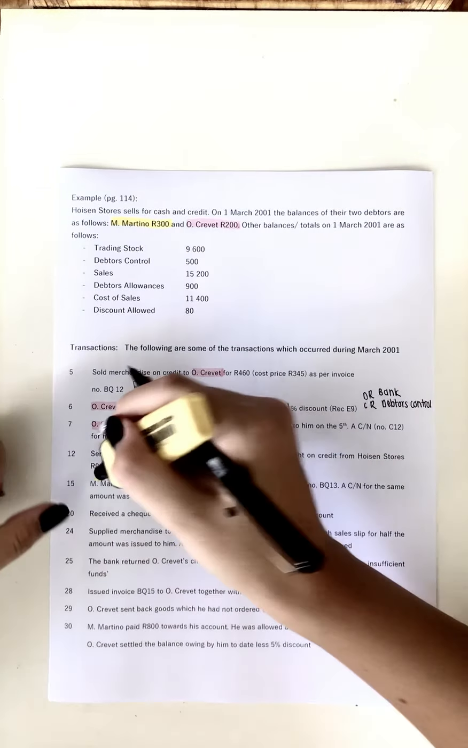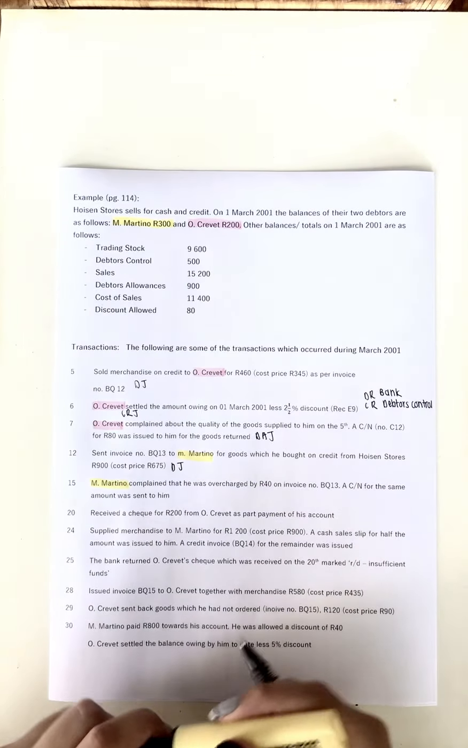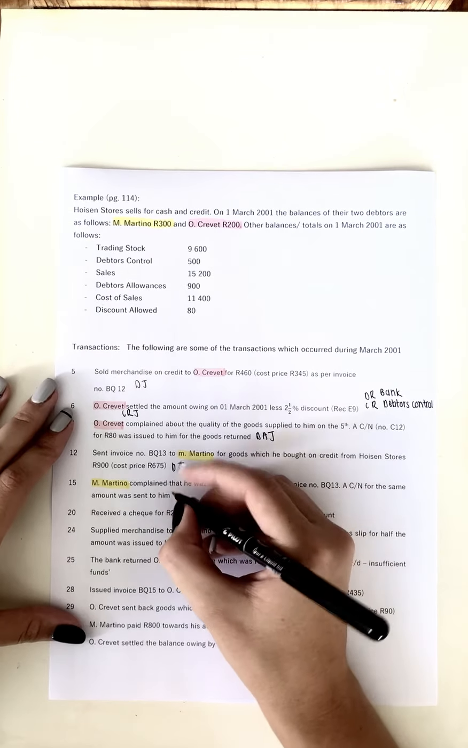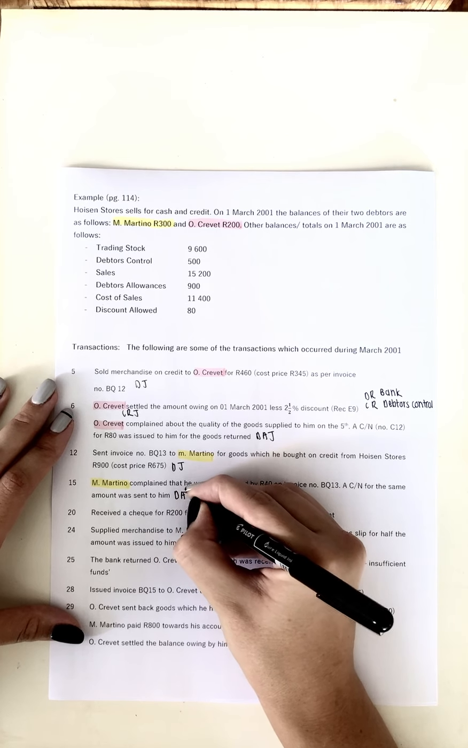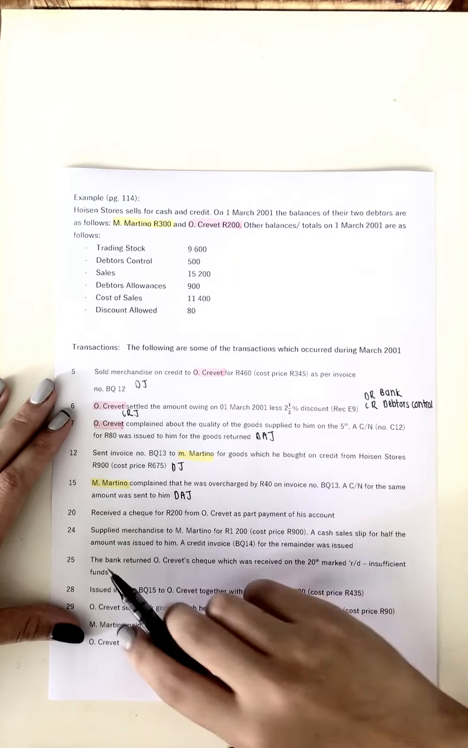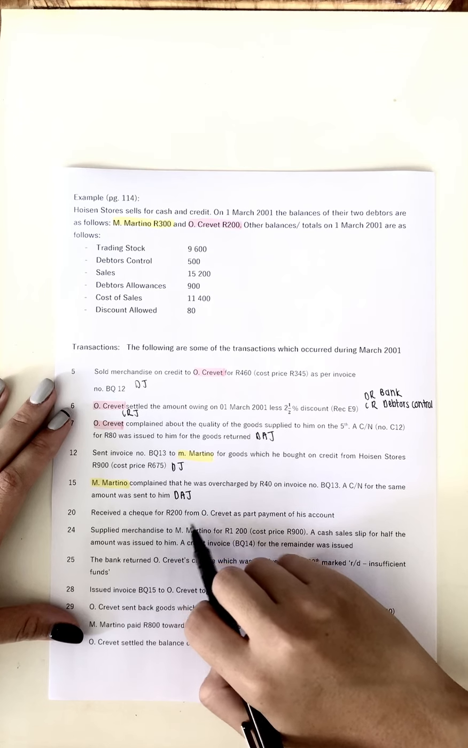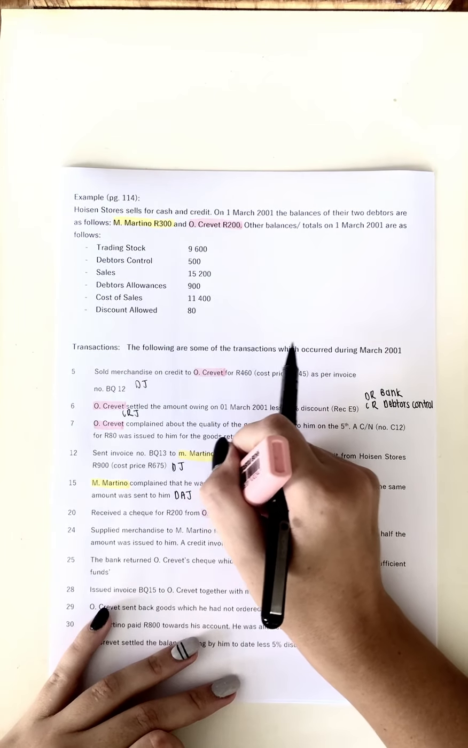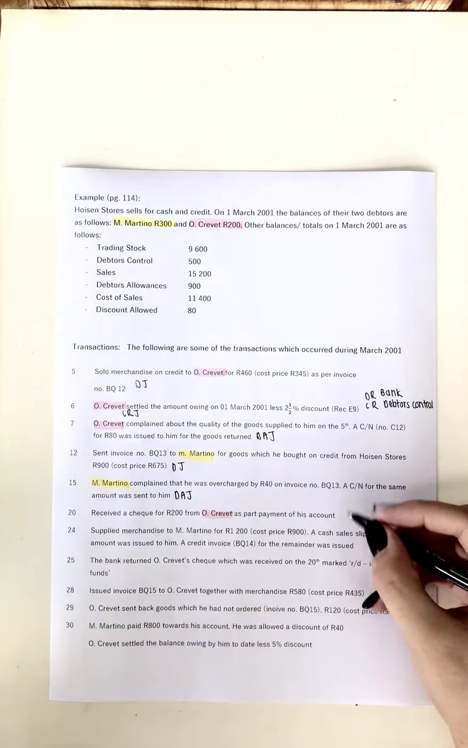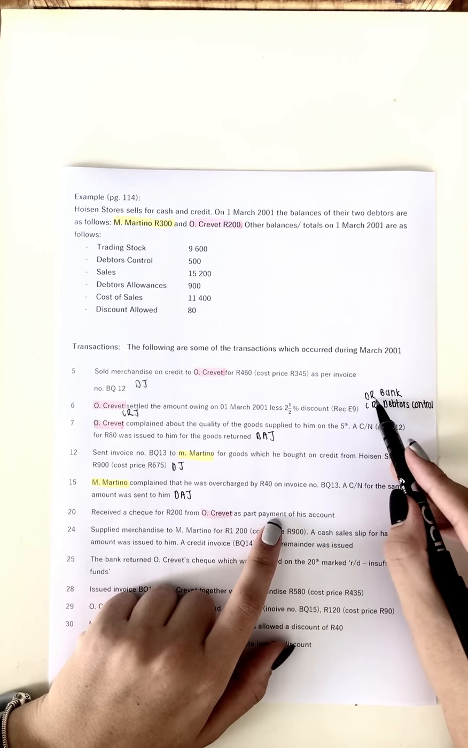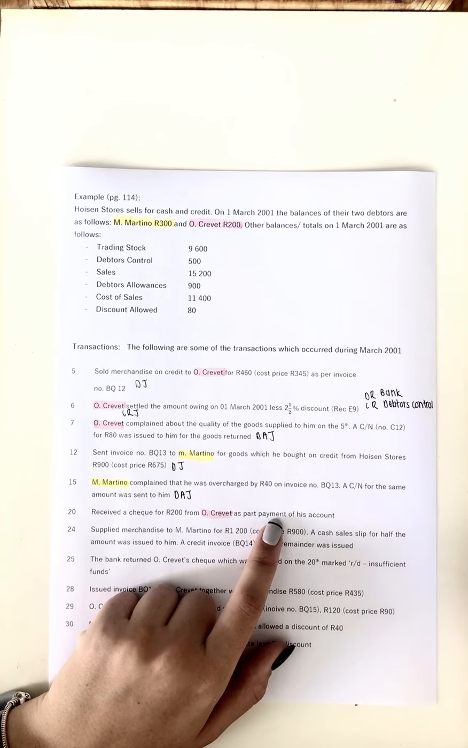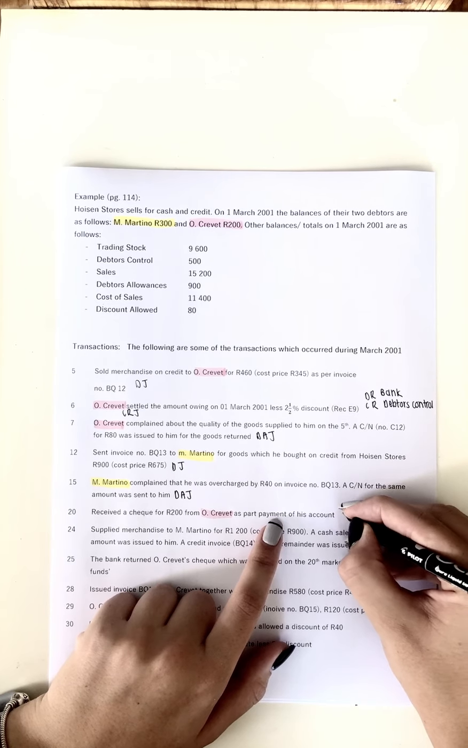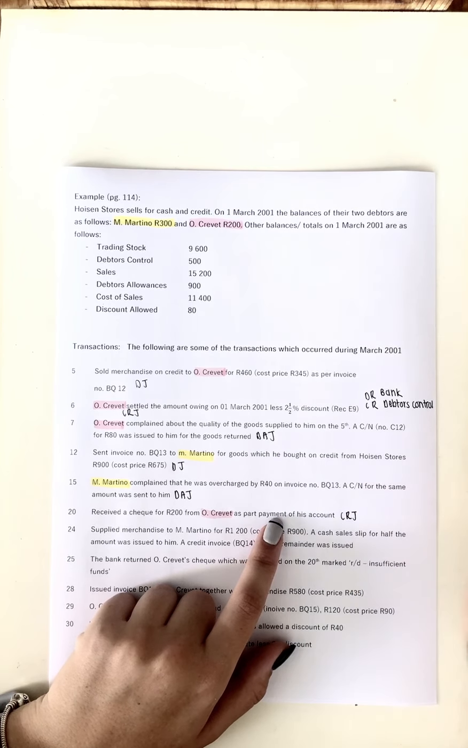Then on the 15th, M. Martino complained that he was overcharged by 40 Rand on invoice. A credit note for the same amount was sent to him. So we know that that's in our DAJ. Then received a check for 200 Rand from O. Crevitt as part payment of his account. Okay, so he's paying back his account. So the same thing is happening. We're debiting bank because we're getting that money in, so our bank is increasing, and we're crediting debtors control. So this goes into our CRJ because we're getting money in.